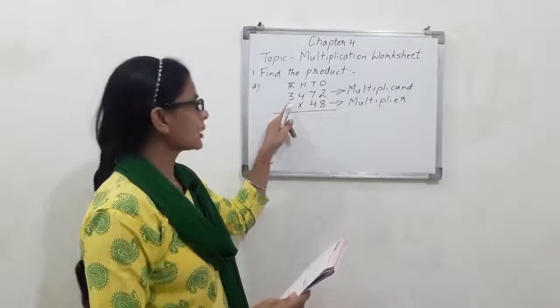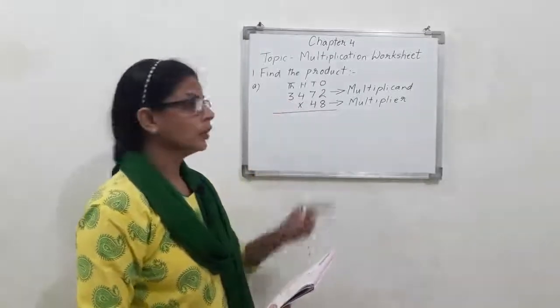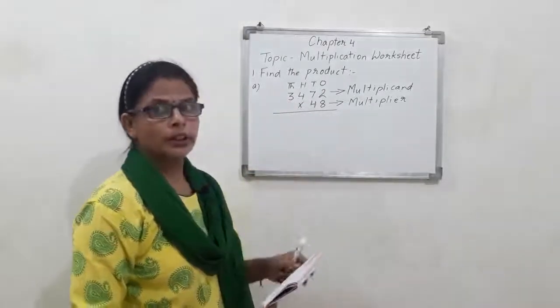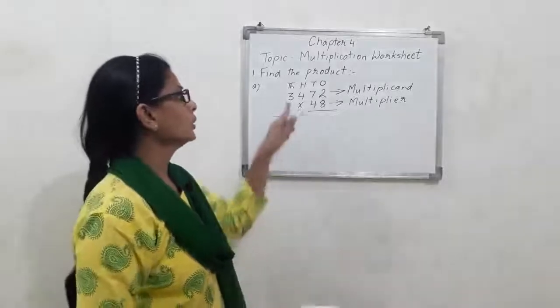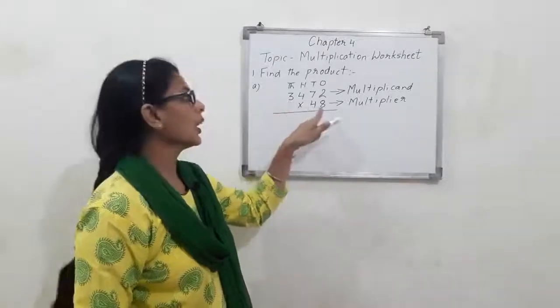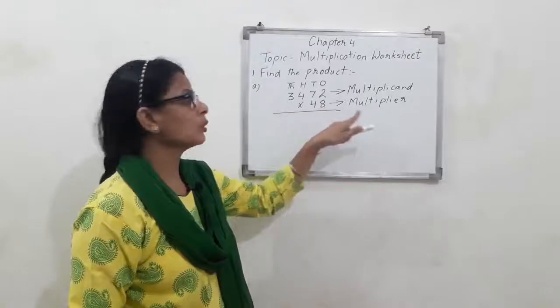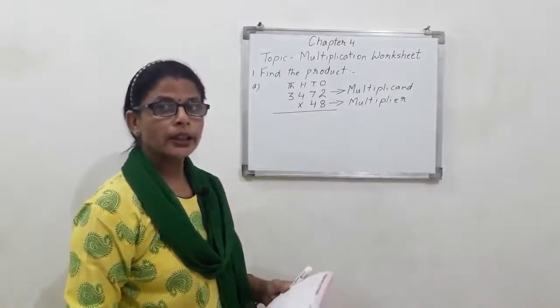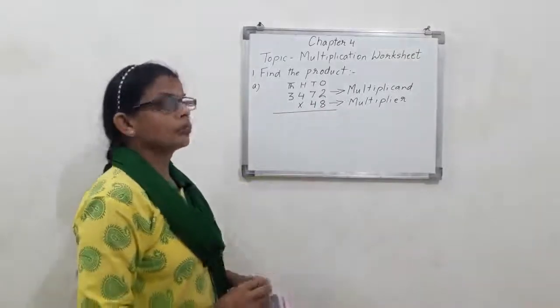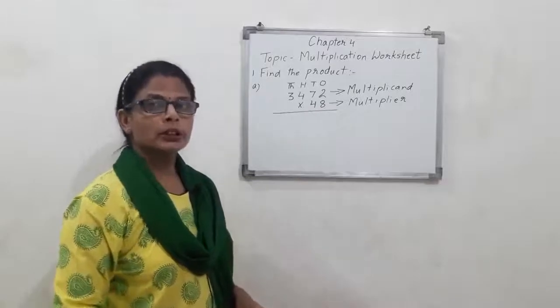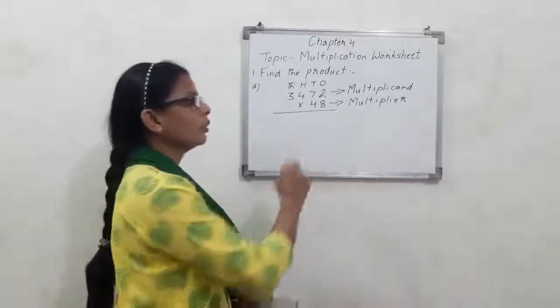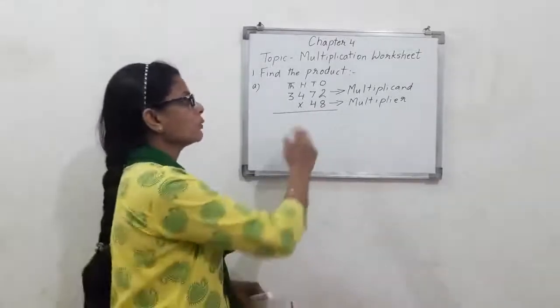The A question is 3472, and the multiplier is 48. The upper number is called the multiplicand, and the number by which we are multiplying is known as the multiplier. Right? Now we have to start multiplying from which place? Yes, we have to multiply from the ones place. What is the ones place?